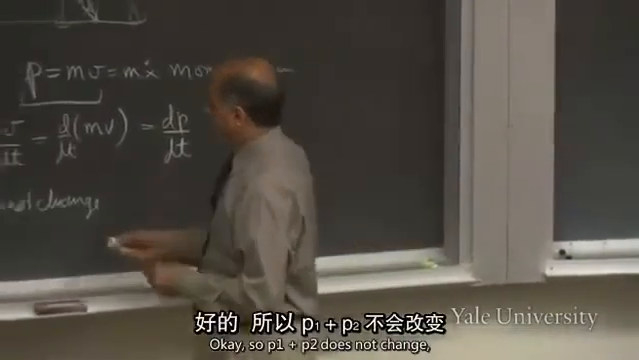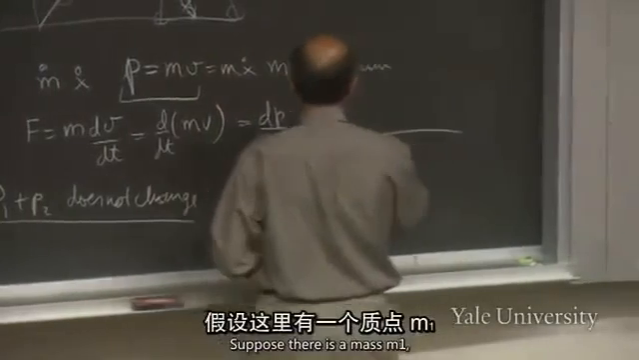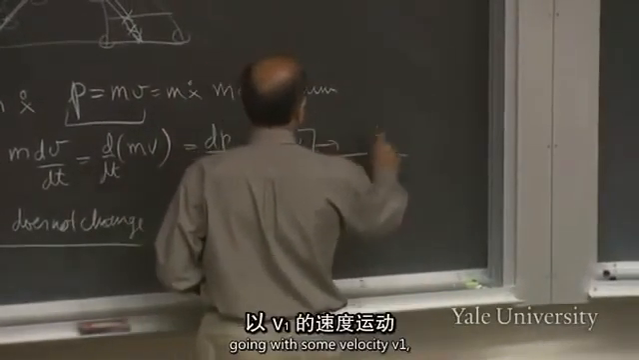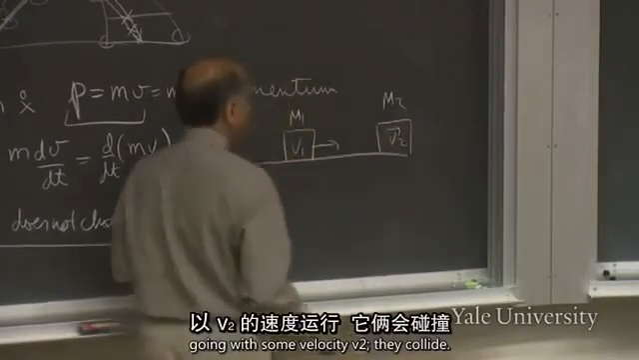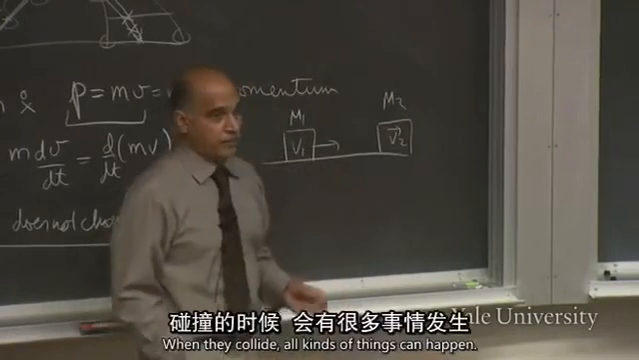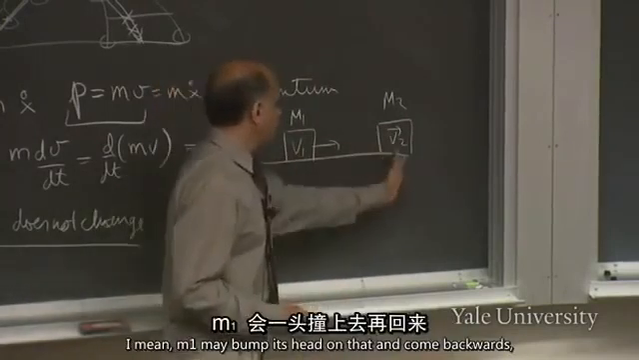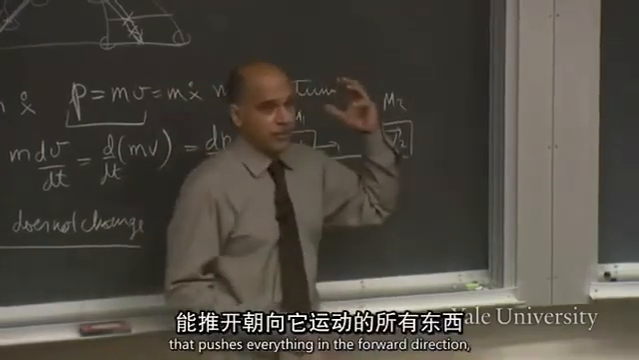Okay, so P1 plus P2 does not change. And here's another context in which it's important. Suppose there is a mass m1 going with some velocity v1. And here's a second mass m2 going with some velocity v2. They collide. When they collide, all kinds of things can happen. I mean, m1 may bump its head on that and come backwards, or it could be a heavy object that pushes everything in the forward direction.